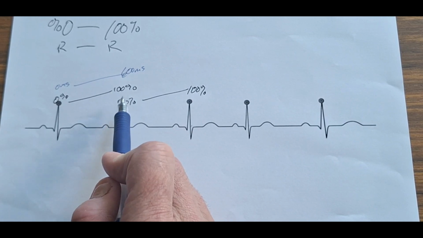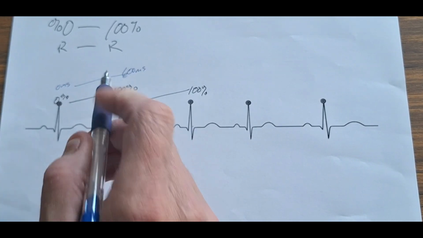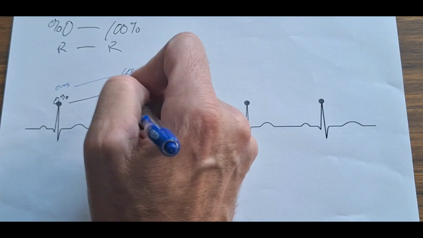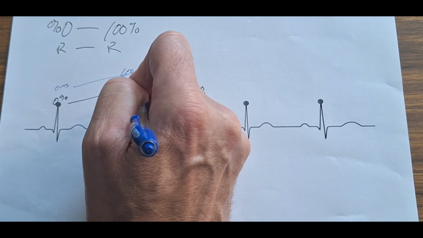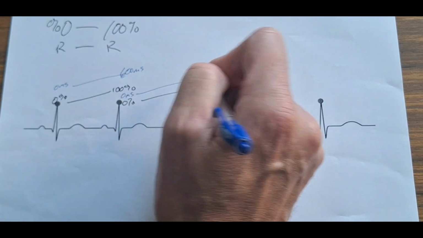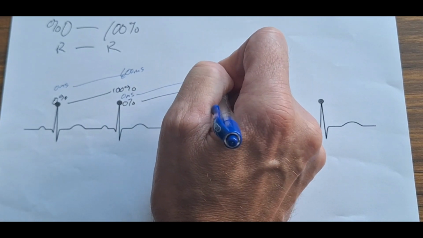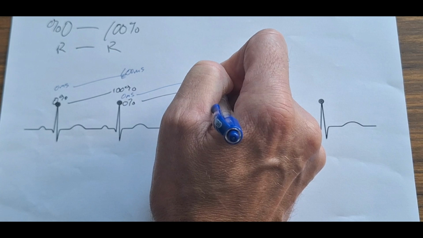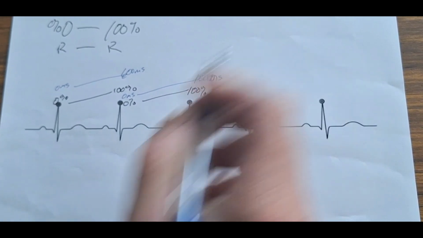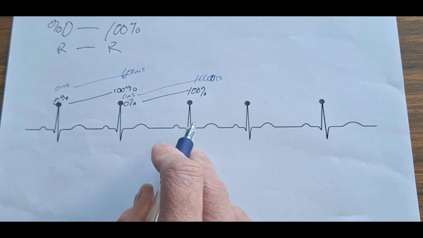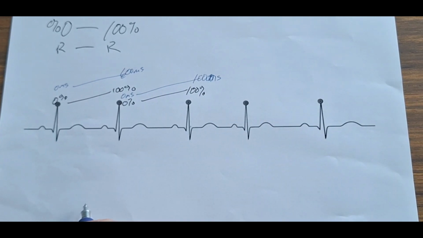Notice percentage doesn't change no matter how close or how far apart the beats are. In percentage, it's always 0 to 100. But in time, it is a different factor. So this one could be 0 milliseconds up to 1,000 milliseconds, again, depending on heart rate. Same thing, this is now going to be a shorter beat, this is going to be a longer beat.